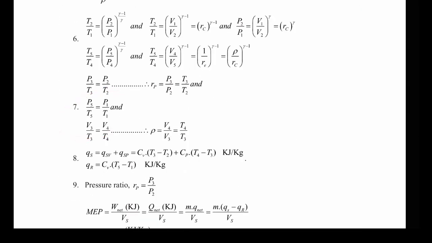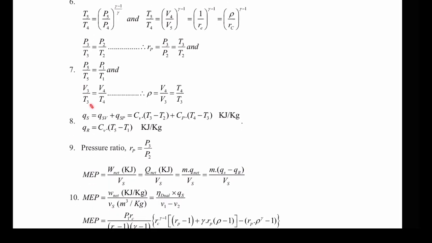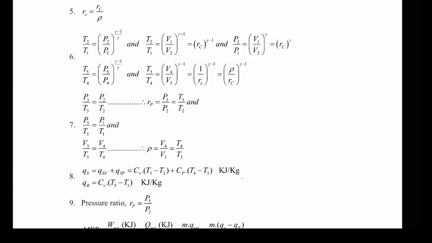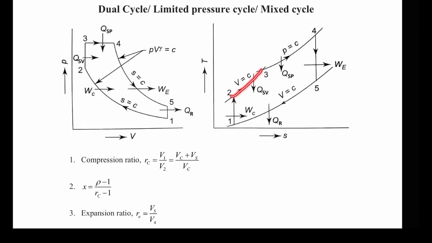These are the three equations for three processes. And then heat addition. So here you can see heat addition is heat addition at constant volume plus heat addition, or you can say Q supplied, at constant pressure. Since this is small q, this is specific heat added. So for constant volume, it will be Cv, higher temperature, T3, minus lower temperature, T2. For constant pressure heat addition, it will be Cp, T4 minus T3.